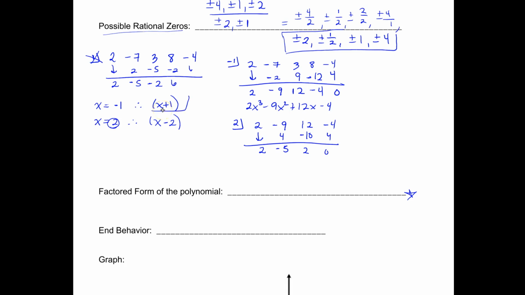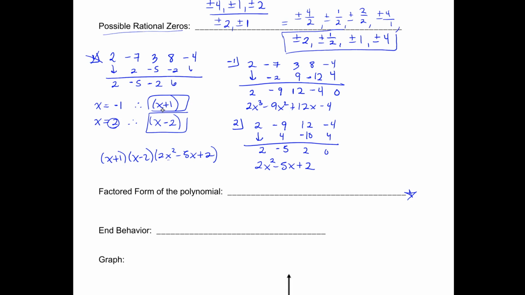So right now I have x plus 1 times x minus 2 times 2x squared minus 5x plus 2. So this is the factored form. X plus 1, x minus 2, and then 2x squared minus 5x plus 2. Now these are the only 2 I've heard across the classroom that work, 2 and -1. There are others that work, but what if I just stopped here? What if I had only heard 2 and -1 works? Is there anything I could do just from my prior knowledge to help me continue factoring this?